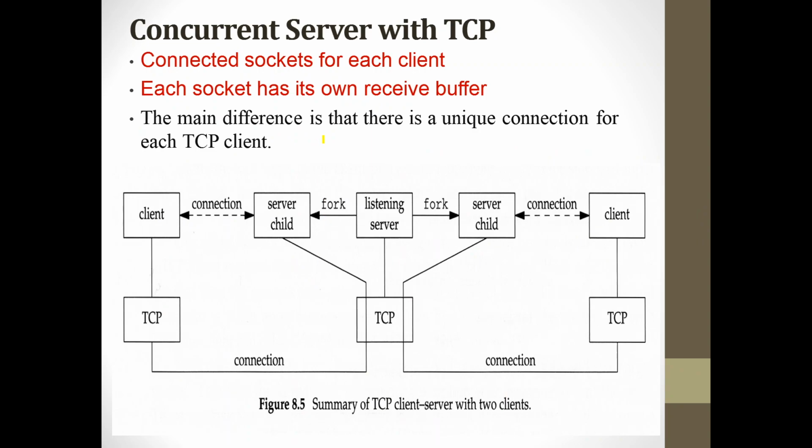For each client, fork spawns a child, and the child handles the new client. Then the child closes the listening socket and the parent closes the connected socket. There are two connected sockets, and each of the two connected sockets on the server host has its own socket receive buffer. The main difference is that there is a unique connection for each TCP client in a concurrent server compared to a non-concurrent server.